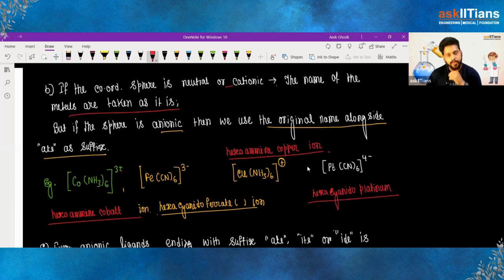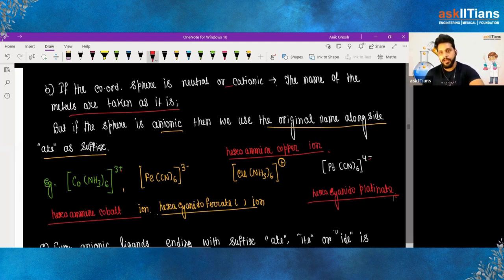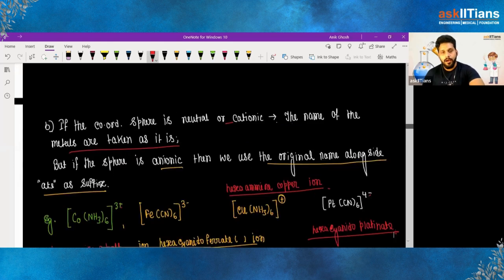Correct, guys? Any doubts so far? There should be one doubt. Sir, why is it platinum? It is negatively charged, so should I call it platinum? No. I should call it platinate, with -ate on the original name. Pt is the original name anyway, platinum. So that's how we name these compounds, for the anionic and the cationic.